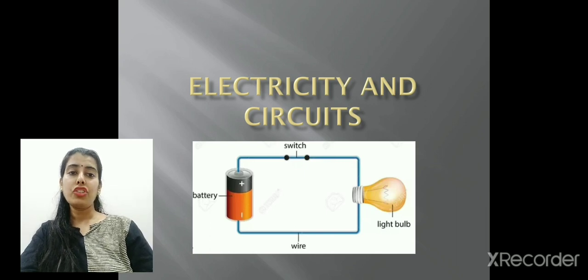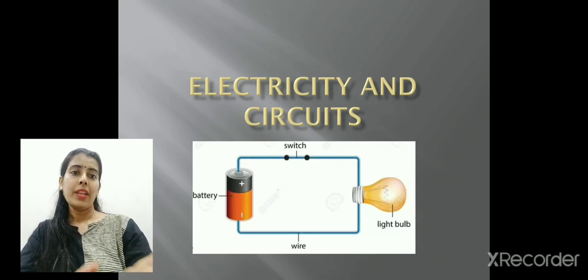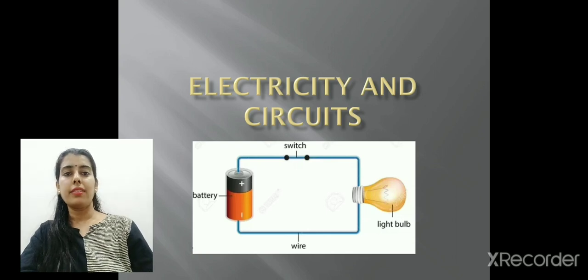In our previous session we learned how a dry cell works, how the torch works utilizing the energy from the cell. Today we will be learning more in detail about these circuits. Like in this given picture you can see a circuit is shown in which there is a battery, a switch, a bulb and connecting wires.